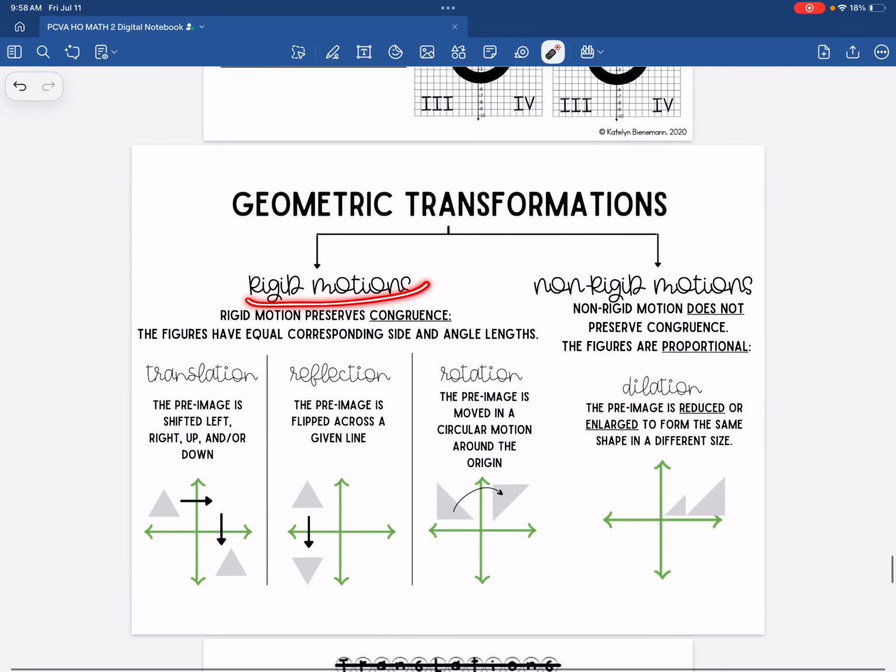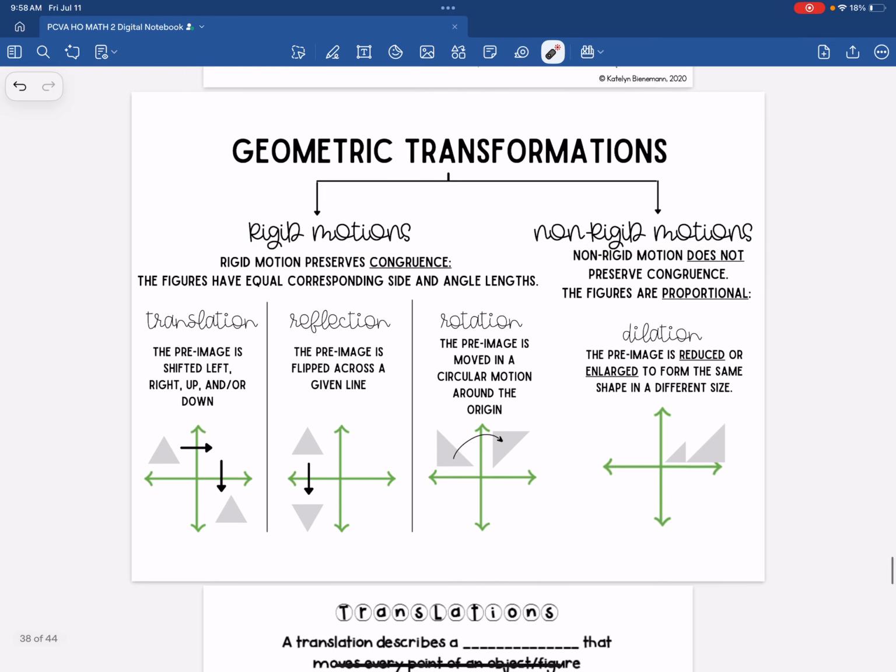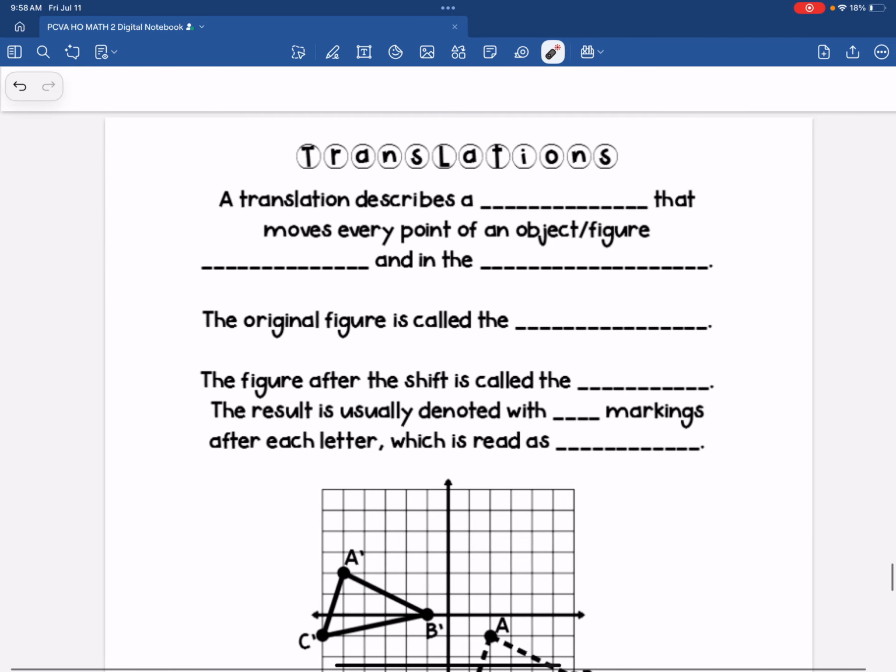There are 3 rigid motions that keep the same size. I keep saying shape. They're always going to be the same shape. It's going to keep the same size, whereas a non-rigid motion, which is the dilation, makes it look bigger or smaller. Okay, so the first thing we're going to talk about is translations.